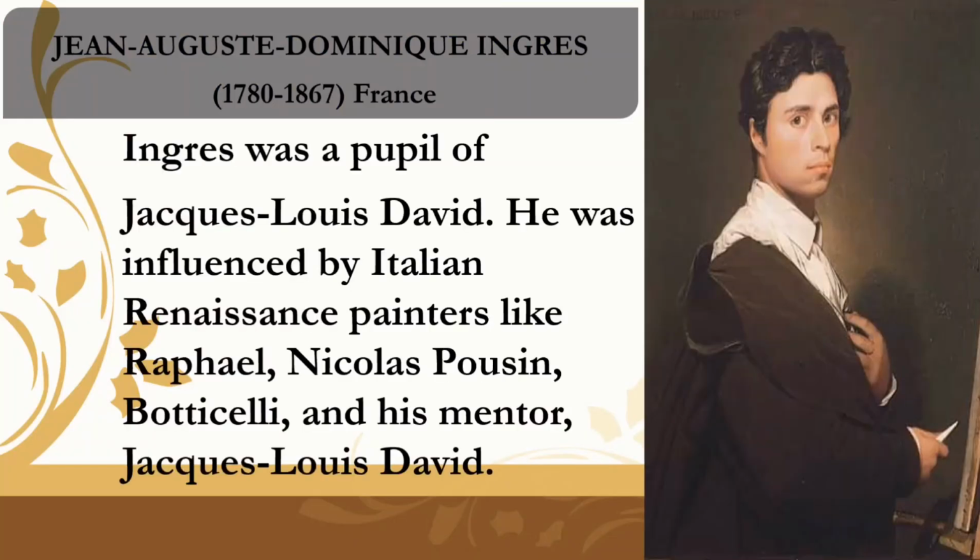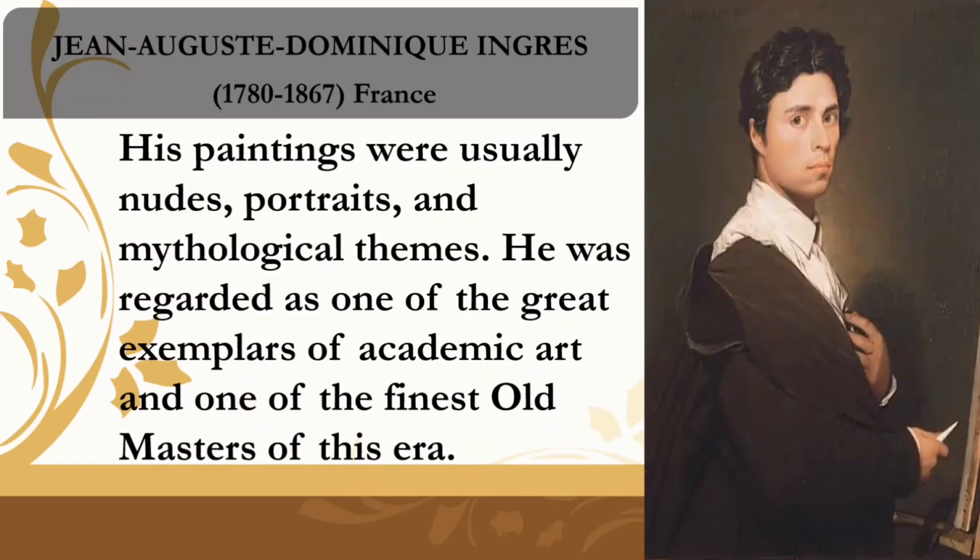Now, let's go over to Jean-Auguste-Dominique Ingres' works. Ingres was a pupil of Jacques-Louis David. He was influenced by Italian Renaissance painters like Raphael, Nicolas Poussin, Botticelli, and his mentor Jacques-Louis David. His paintings were usually nudes, portraits, and mythological themes. He was regarded as one of the great exemplars of academic art and one of the finest old masters of this era.